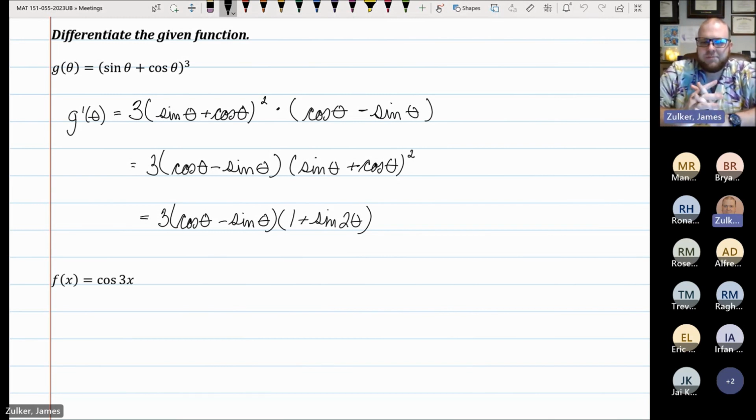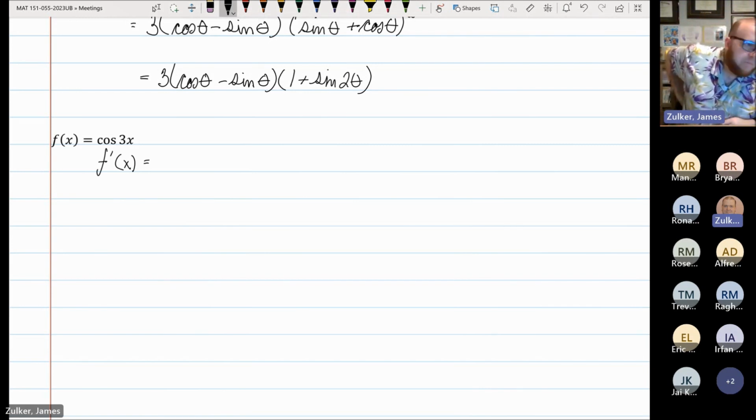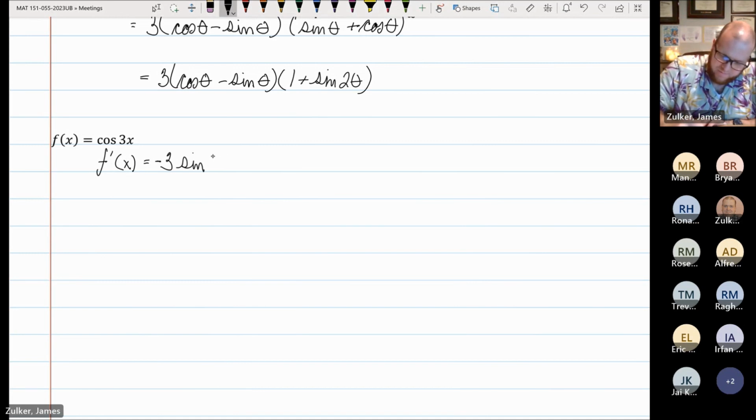Well, this one's fairly straightforward. We're dealing with a cosine function. So it's the negative derivative of what we're taking the cosine of, then times sine of what we're taking the cosine of. Derivative would be negative 3 sine of 3x.